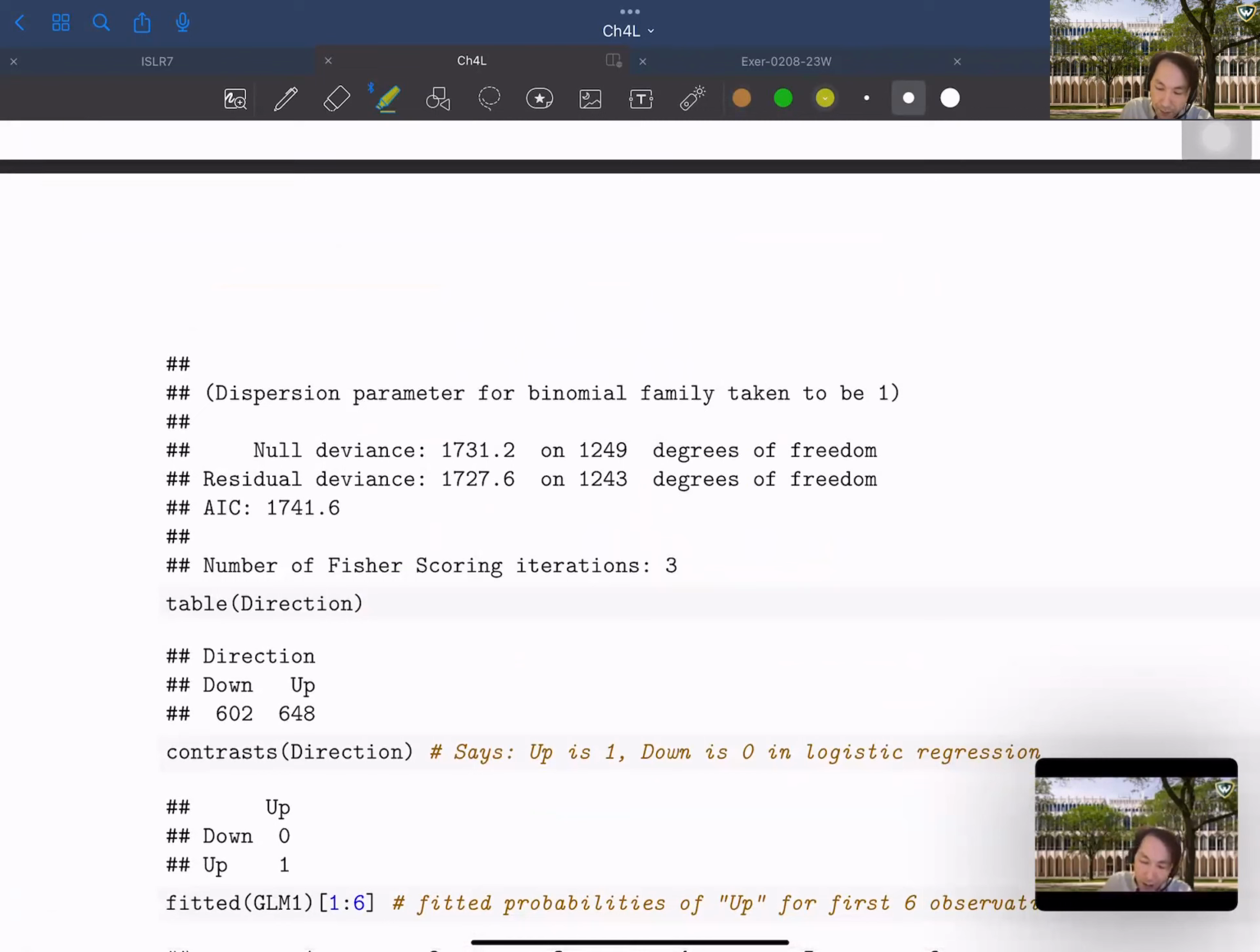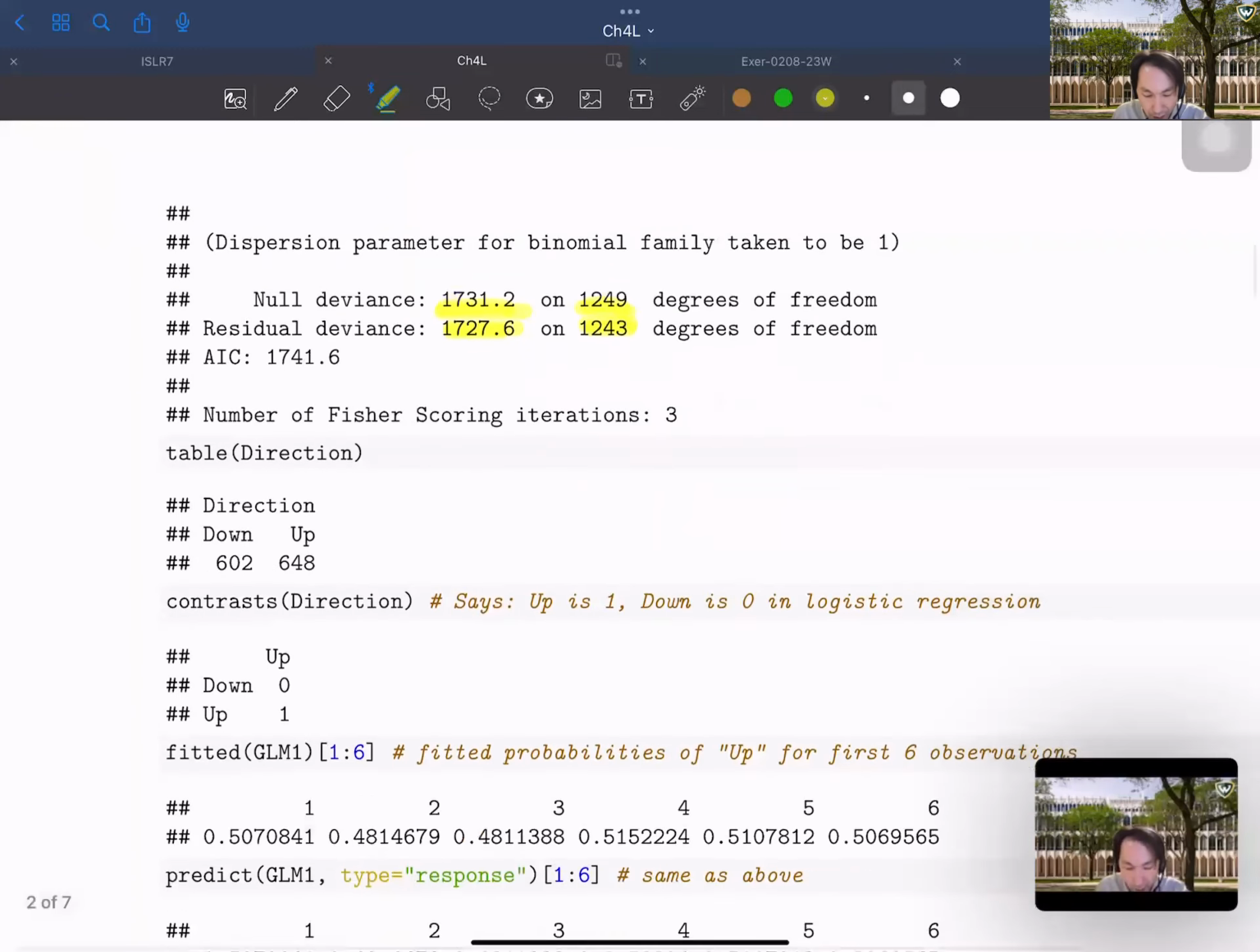Yeah, we don't really discuss it, but based on these numbers, we can test if this model is useful. And at a glance, it sounds like this model is useless.